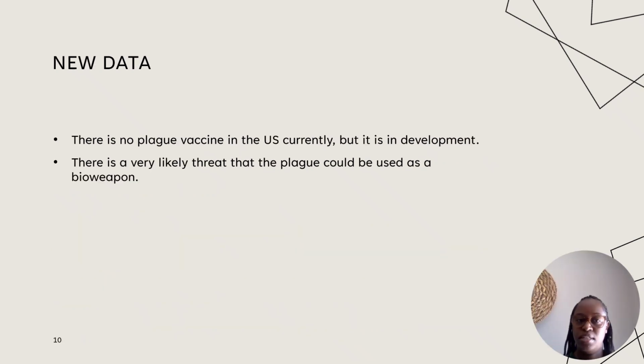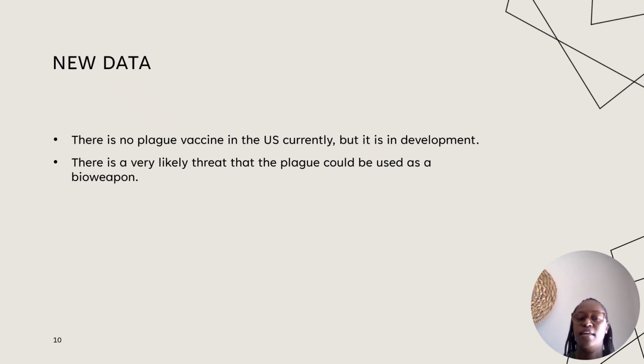Now, some of the new data about the plague. One, we have no plague vaccine in the US. So you cannot say that you're going to get vaccinated for the plague. There's no vaccine for it, but it is currently being developed.